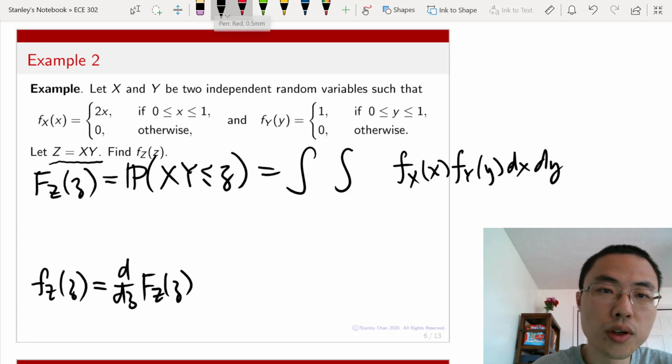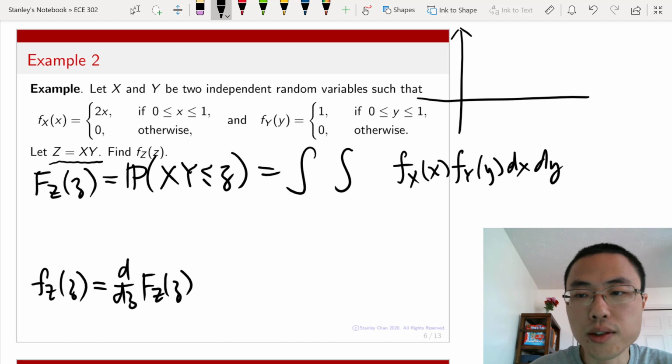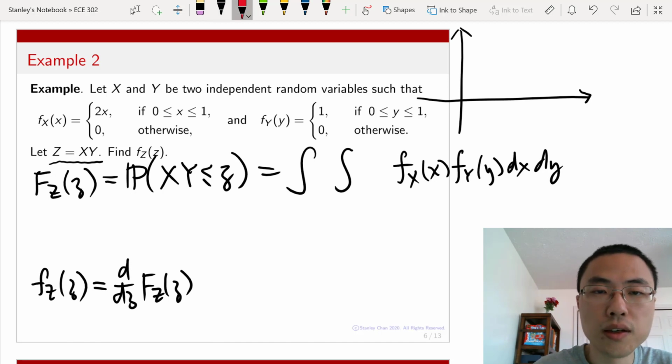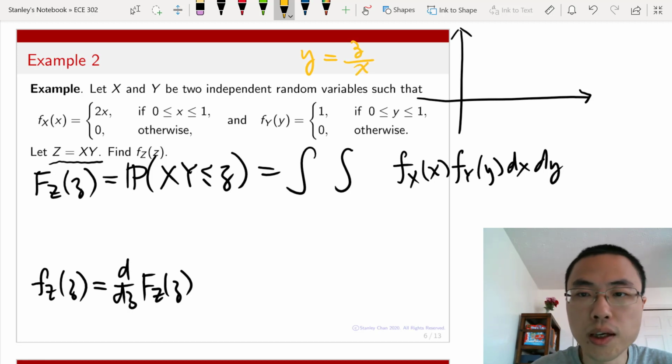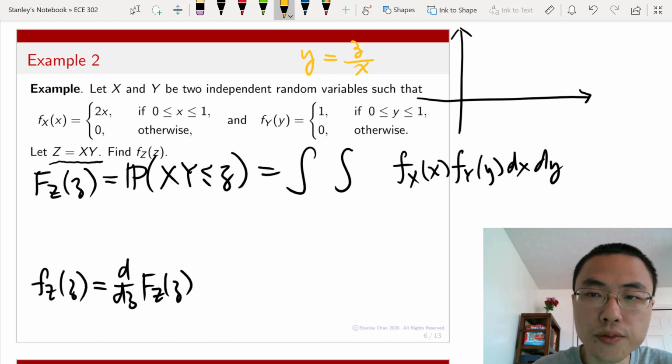Now we need to determine the upper and lower limit. That's the generic case. The generic case says that if you have this fx and fy, what is the equation? Well, we can write y equals z over x. So what is z over x? If this is y, this is x, it would be a function like this.